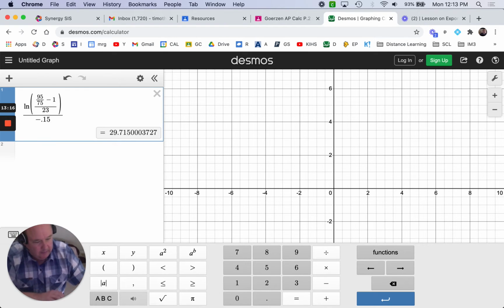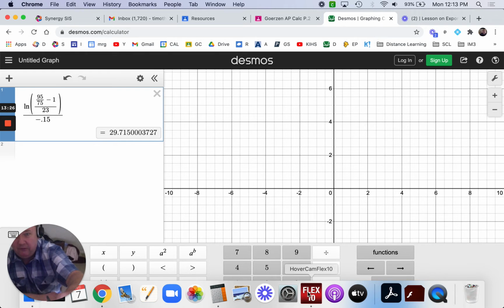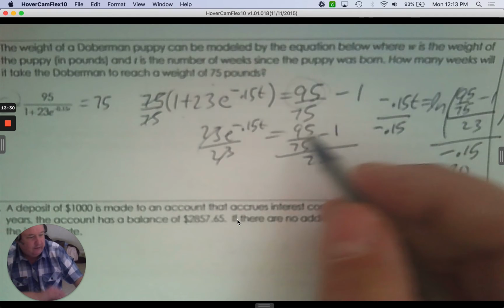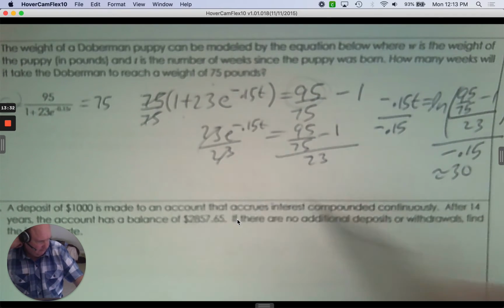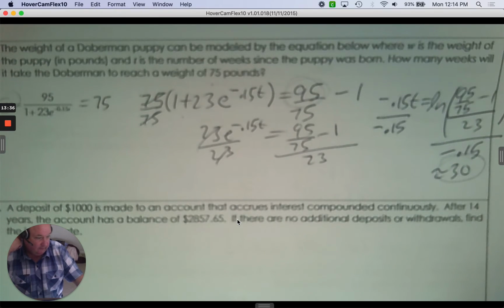So how many, is that in weeks? Yep, weeks. That's it, 20, like 30 weeks if I round up. So it'd take about 30 weeks and suddenly it's 75 pounds. Unbelievable. So it started at 23 pounds, right? I don't know what it started at. But yeah, I'm telling you, it would take 30 weeks to get to 75 pounds.